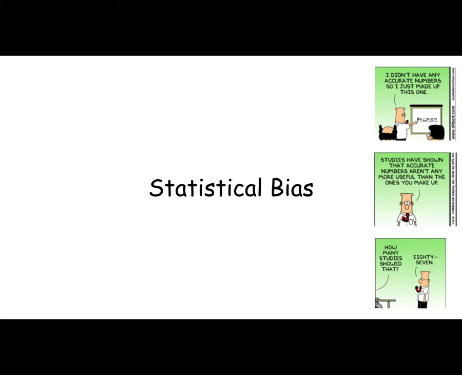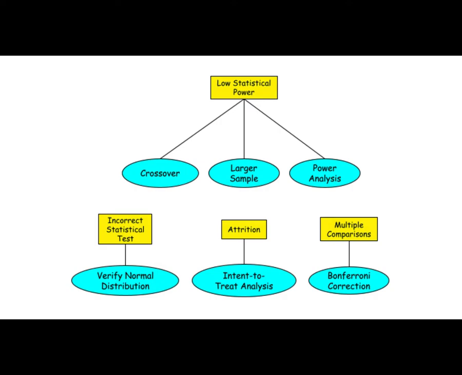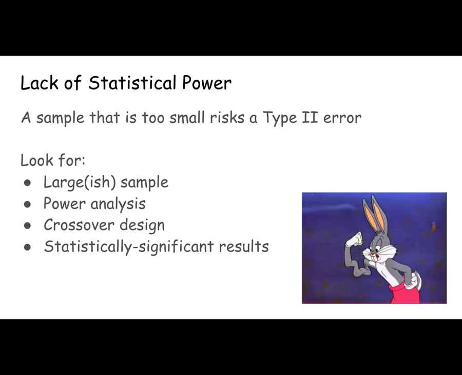There are four statistical biases that we're going to focus on in this class: using the wrong statistical analysis, having a lack of statistical power, performing multiple comparisons, and subject attrition. A study that lacks statistical power has an increased risk of type 2 error. Generally, a study lacks power if its sample is too small.